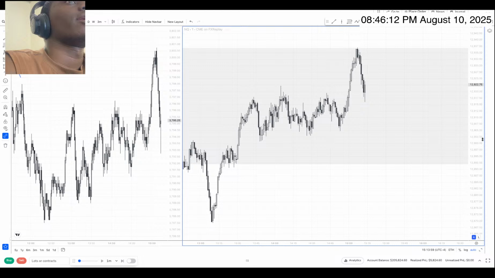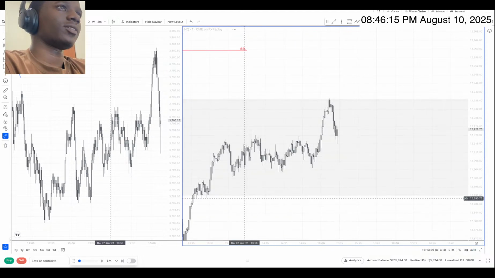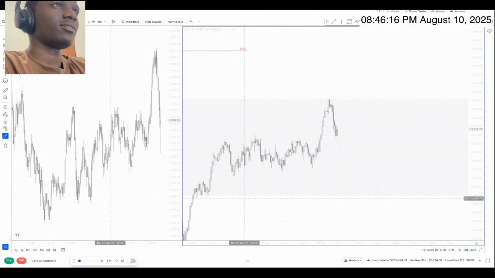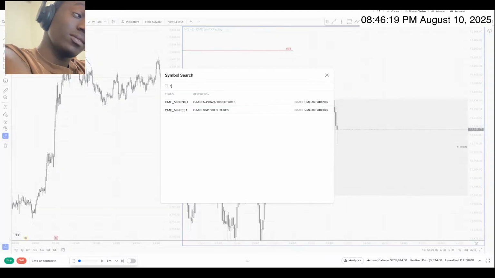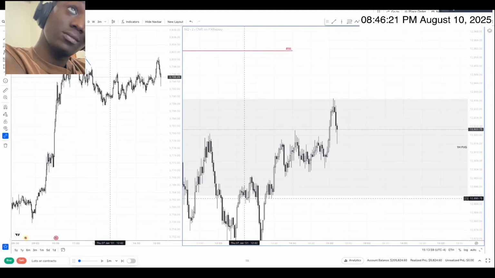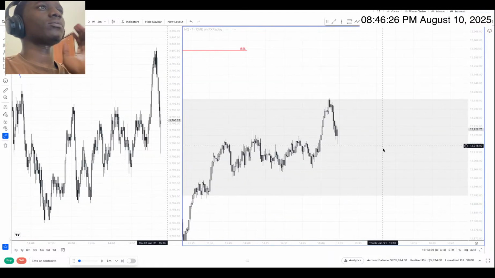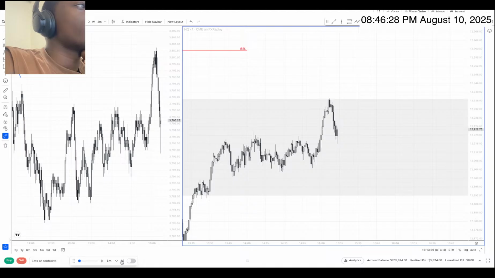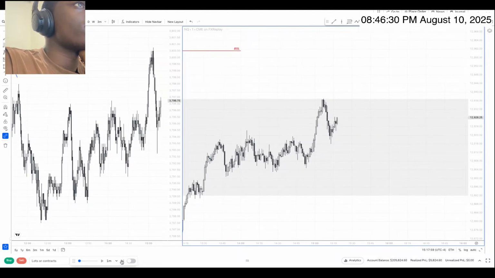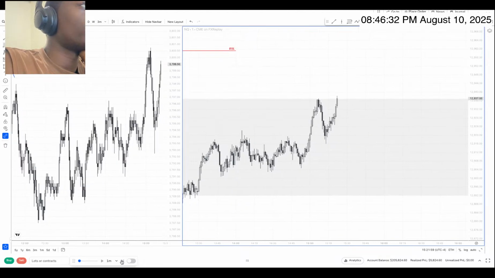Now the 1 minute is first the 5, kind of rebalancing to a fair value gap. And 2 minute. Now the 1. Yes, took out this low here.